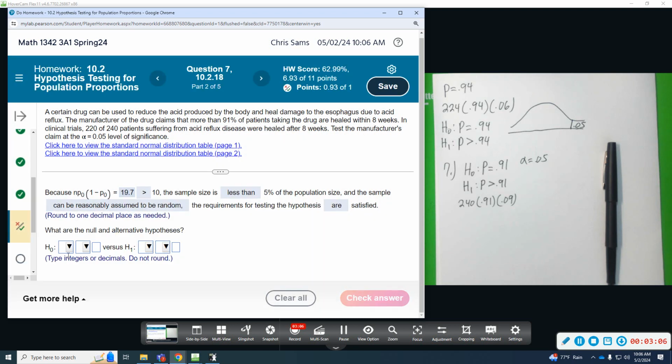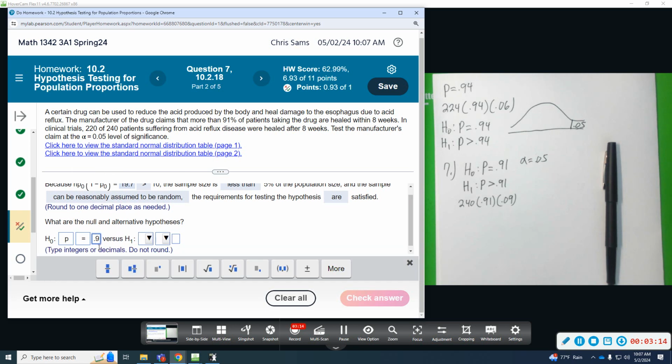All right, we're going to fill in the null and alternative, which we started with. The population proportion is equal to the 91% that we're claiming versus the proportion is greater than, because he says more than, okay, 0.91.